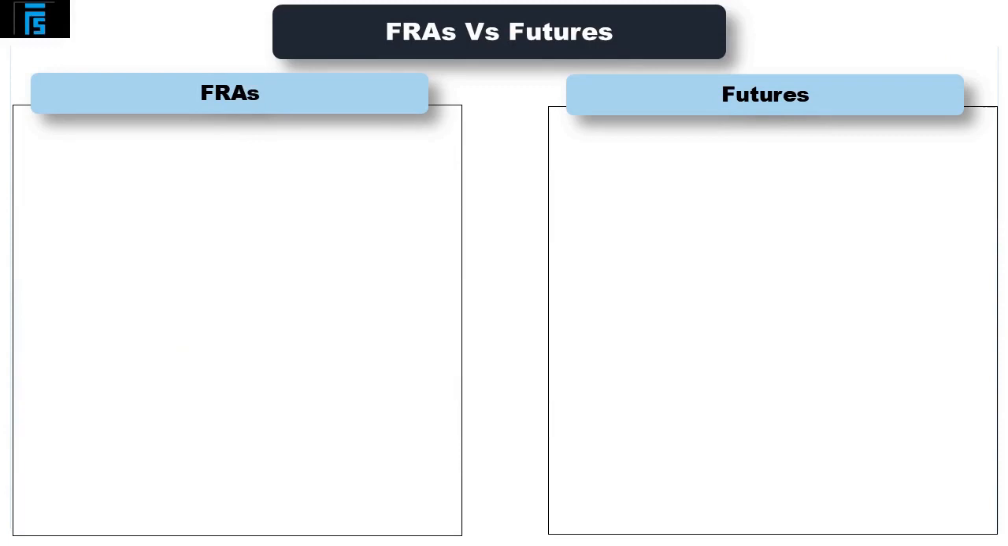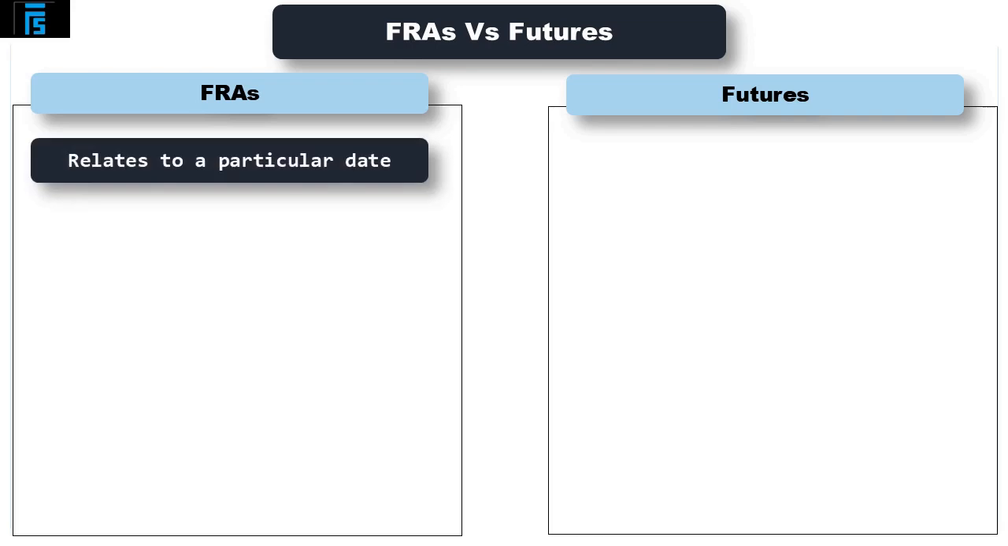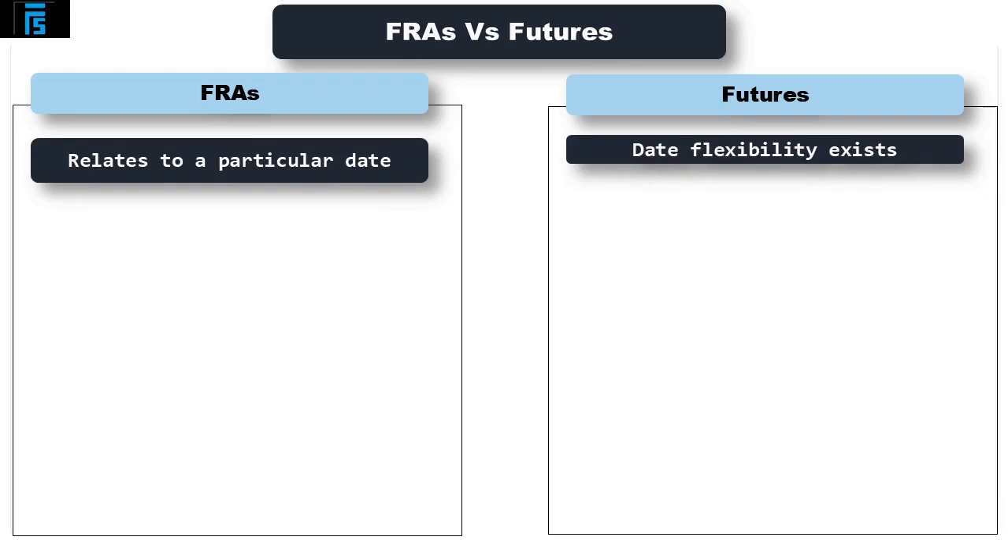In many ways, the outcome appears to be similar to that of an FRA. However, FRAs relate to a particular date when the loan will be signed. You get some date flexibility with futures. For example, a March future can be used on any day up to the end of March.